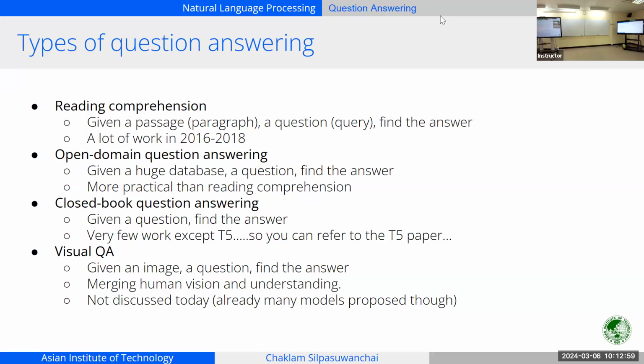Visual QA, I will teach you when I teach multimodal learning. Multimodal learning is another area I'm so interested in that I was able to convince my PhD student Dipali to work on VQA.